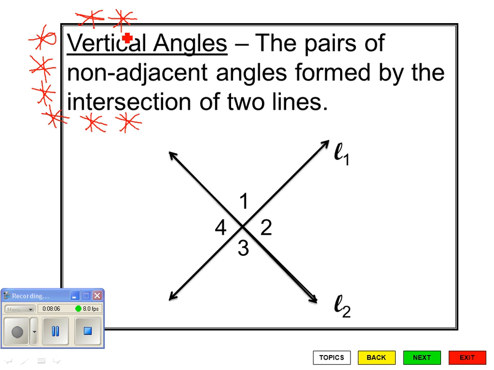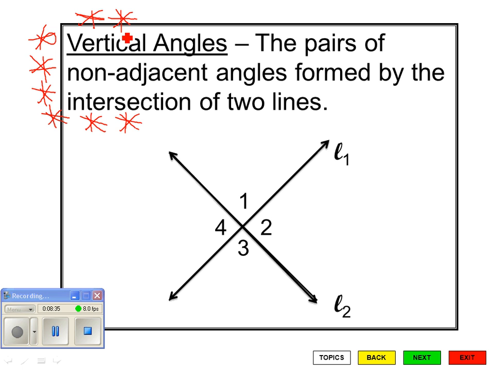Definition of vertical angles: pairs of non-adjacent. What do you think non-adjacent means? They don't share a side. All right. So pairs of non-adjacent angles formed by intersecting lines. So it's the angles that are not adjacent to each other. Those are vertical angles.